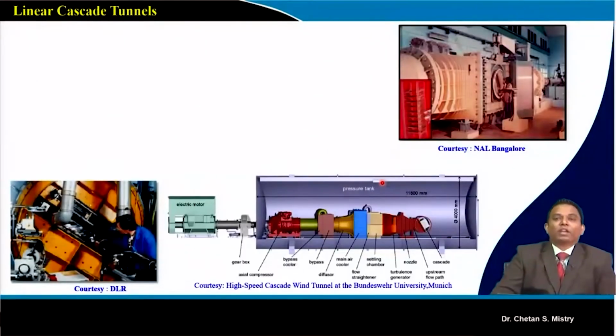Now if you look, say we have subsonic aerofoils, we can test them using subsonic cascade tunnels. In line with that, we have transonic ones. This is a trisonic tunnel available at NAL Bangalore, and these are the aerofoils they are testing. They are transonic aerofoils. This is one of the linear cascade tunnels available at DLR for transonic aerofoil testing.